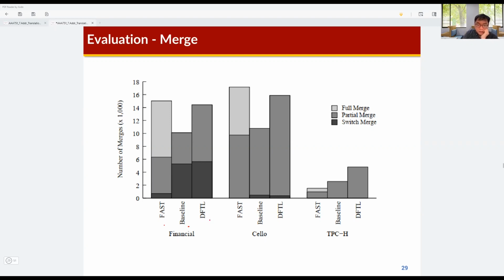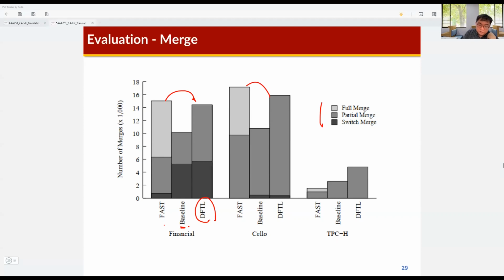Then we can expect that the number of merges can be reduced with the baseline. The baseline means the ideal page level mapping. Well, also we can find that with the DFTL, the number of merges can also be reduced. This is important for the performance of the SSD, because a partial merge or switch merge is lighter than a full merge. So if frequent full merges are observed inside of the SSD, then the performance may be very low.